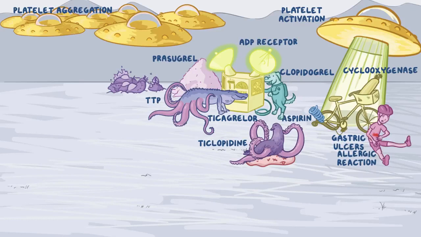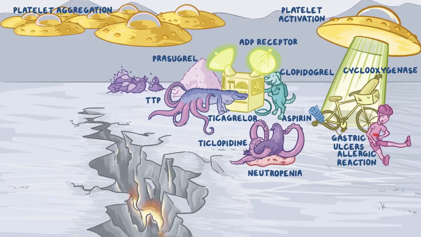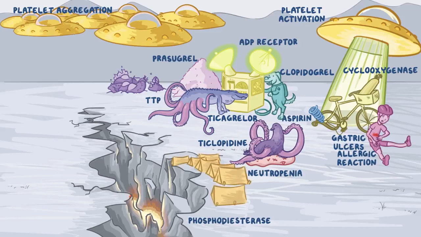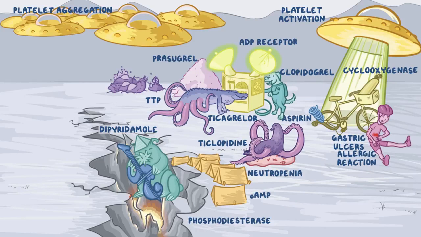since ticlopidine causes neutropenia. For the enzyme phosphodiesterase, let's use a disaster, like an earthquake. Lots of tents are by the crack in the earth, representing increased cAMP. For the 2 phosphodiesterase inhibitors, there's an alien mole with a pyramid on its head for dipyridamole, and he's playing a space cello for cilostazol.